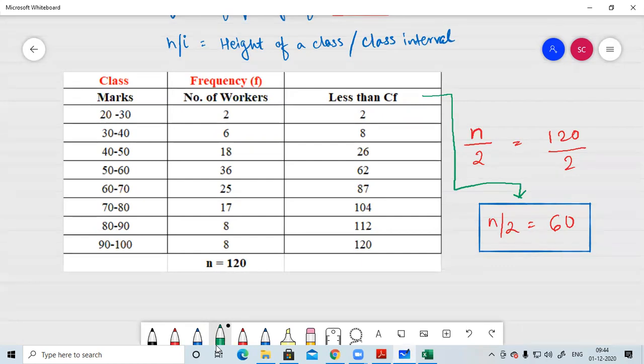Yes or no? No. Does 60 come under 26? Does 62 include 60? Yes. Yes, sir. Sure? Yes, sir. So that means this particular class is your median class. What does that mean?